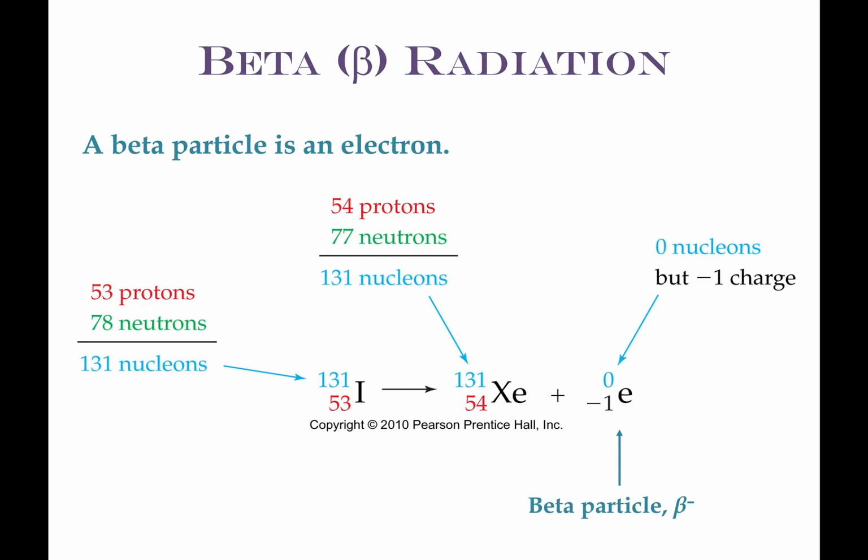Beta radiation, we're going to be losing an electron. So when we're losing an electron, we're going to say 53 minus -1, giving us 54. It's going to increase the number of protons. So that will actually decrease our neutron to proton ratio.